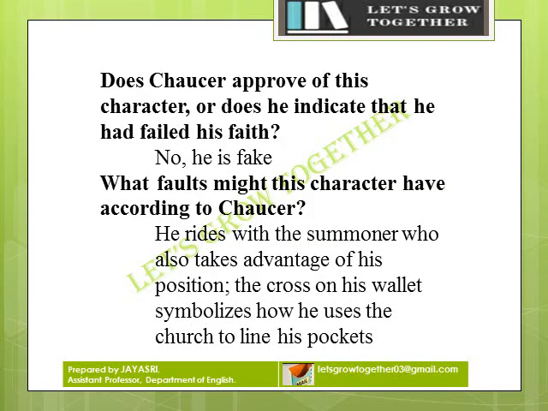Chaucer doesn't approve of this character as he is fake. His faults, according to Chaucer: he rides with the Summoner, who also takes advantage of his position. The cross on his wallet symbolizes how he uses the church to line his pockets.